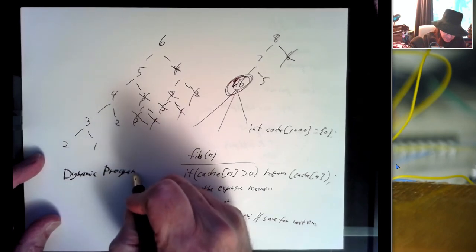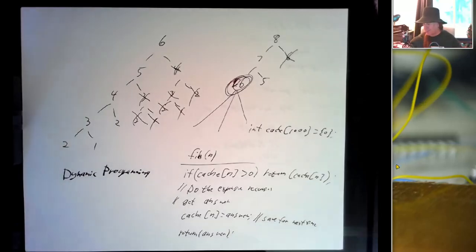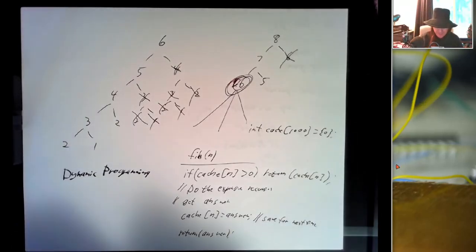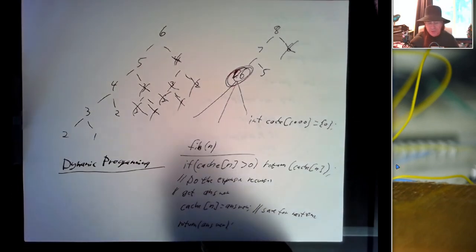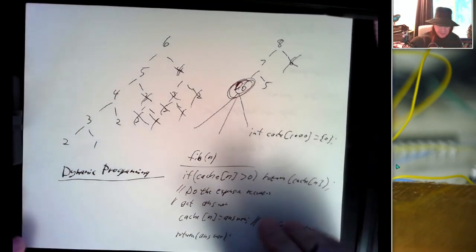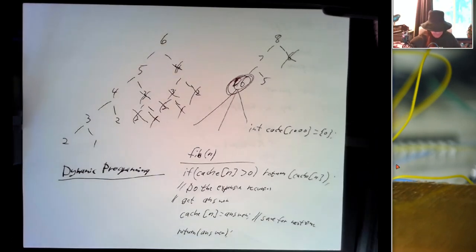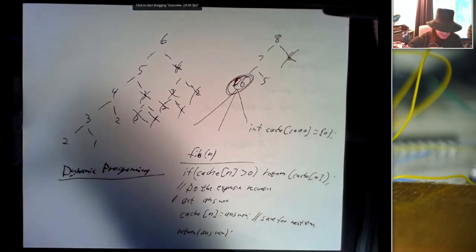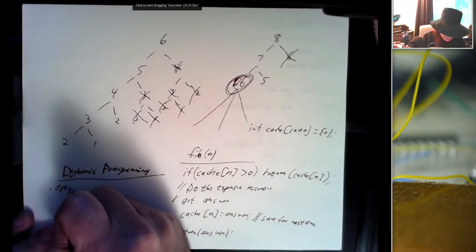And dynamic programming works well in cases where we have two characteristics to our algorithm. So the first characteristic is what we can call optimal substructure.